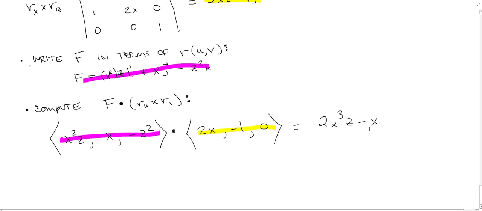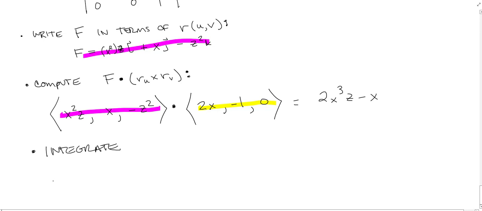So finally, we're ready to integrate, because we did all of the work to get to our integral. And so we have our double integral, and x goes from 0 to 1, z goes from 0 to 4, and our integrand is 2x cubed z minus x, and we'll do dx dz. Alright, so getting here was the hard part, but now that we're here, we can integrate this pretty quick.